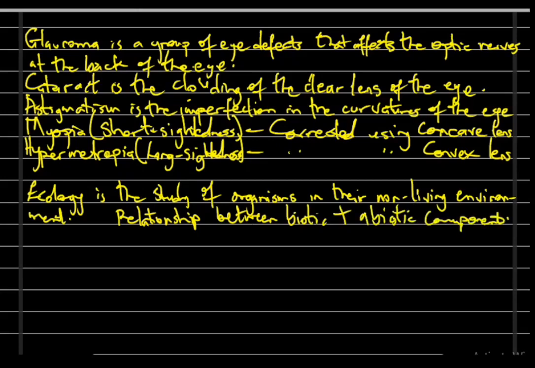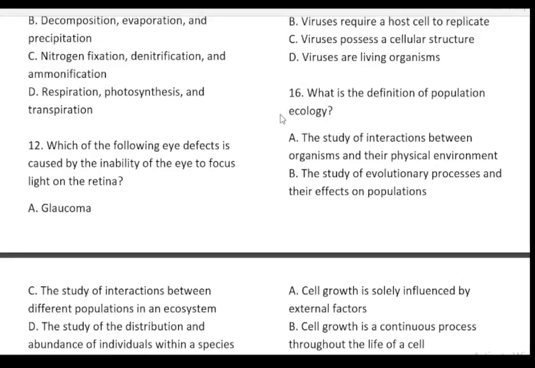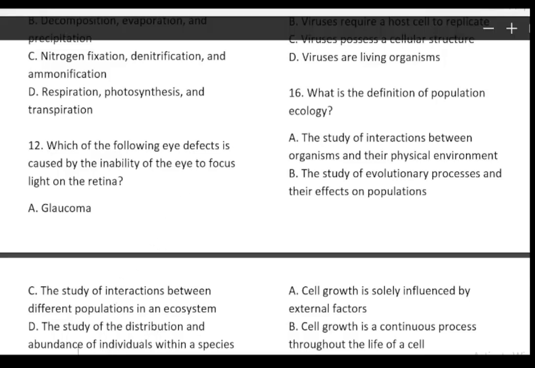So biotic components include plants and animals. And then the abiotic component is everything that is found in the environment. So the relationship between the plants and animals and their environment is basically what we refer to as ecology. But that is not what our question is asking us. It's asking us for the population ecology. So the answer to this question is absolutely option D, the study of the distribution and abundance of individuals within a species.